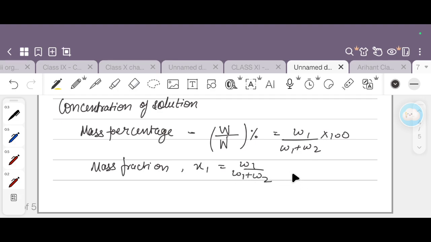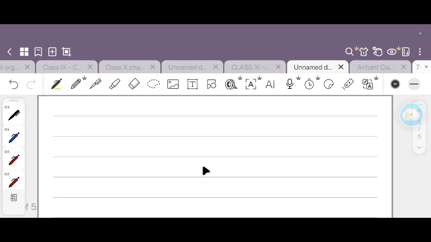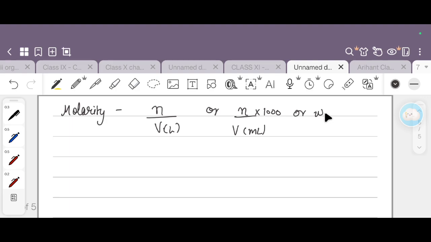Then the next term is molarity. Molarity is defined as the number of moles per unit volume in liters, or weight of solute divided by molecular mass of solute into volume of solution in liters, where the volume is of the solution.